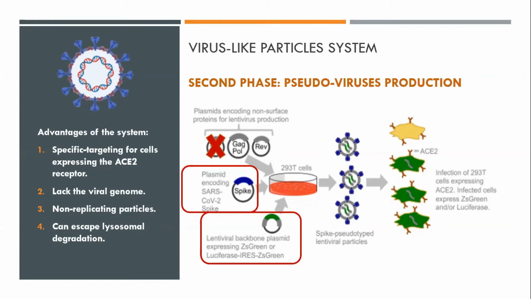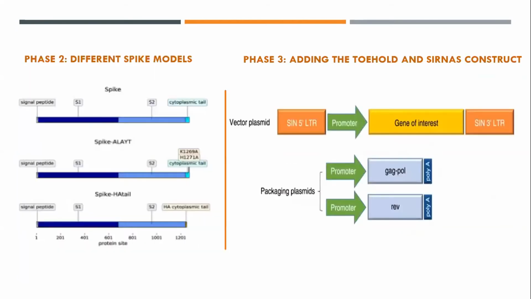And then for part of the second phase, for the different versions that we will have for this spike, the first is the normal codon optimized spike, and it's codon optimized for the baculovirus system. They'll tell you more about why we're going to use it. The second is called spike ALA-YT, and it has mutations in its cytoplasmic tail.